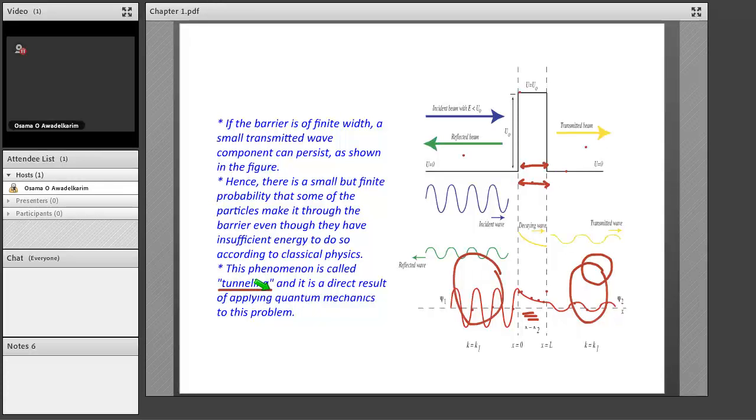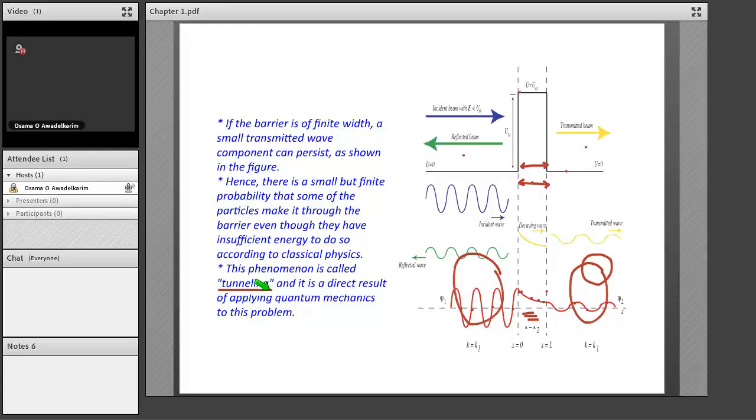Tunneling means that even particles that have less energy than a barrier, if this barrier is very thin, some of the particles can make it through the barrier to the other side. Now, classically, this is unacceptable. But as we can see here, quantum mechanically, it's acceptable. And this acceptable effect in quantum mechanics is called tunneling.